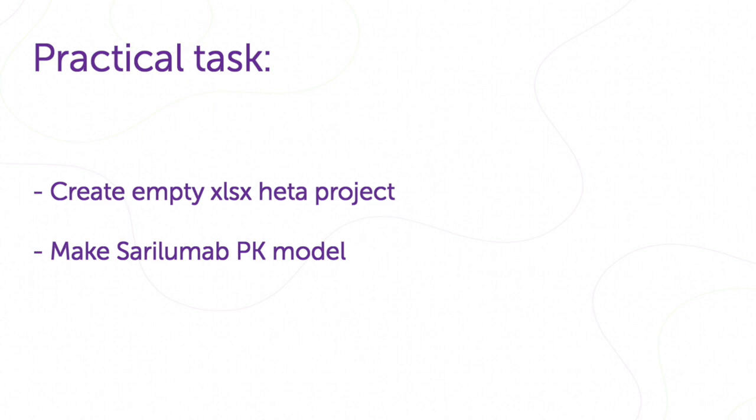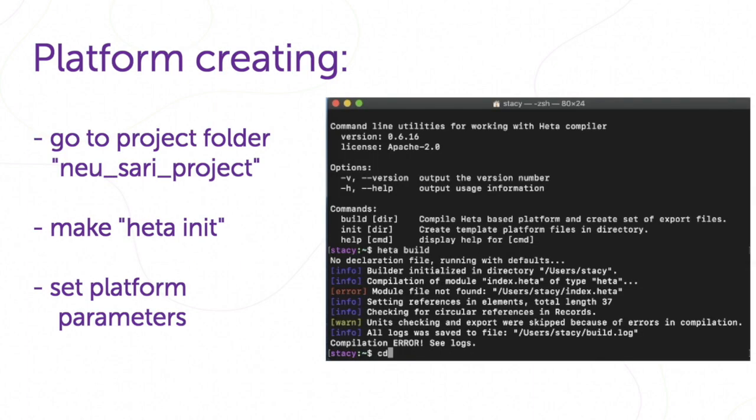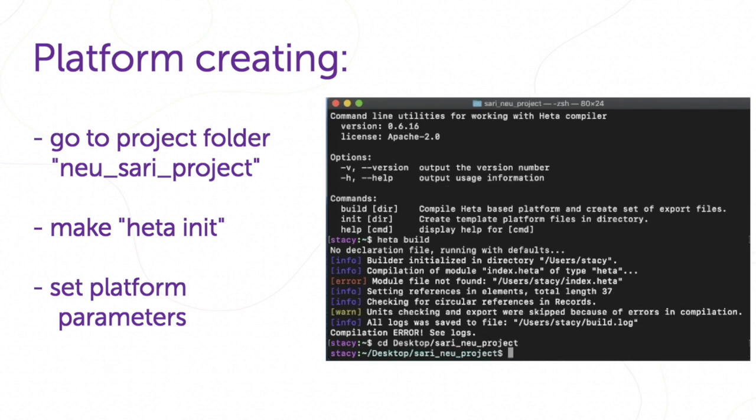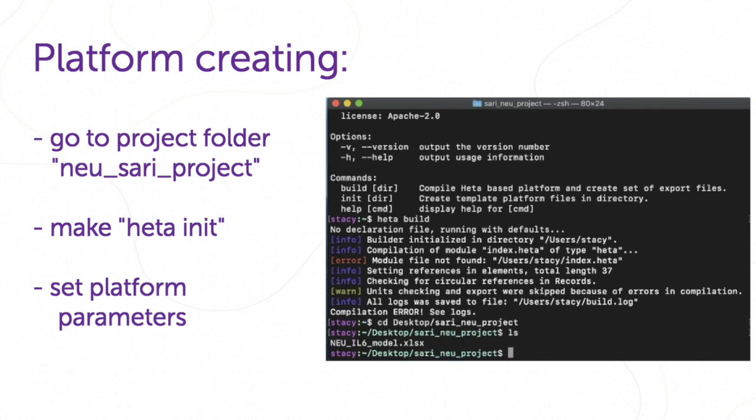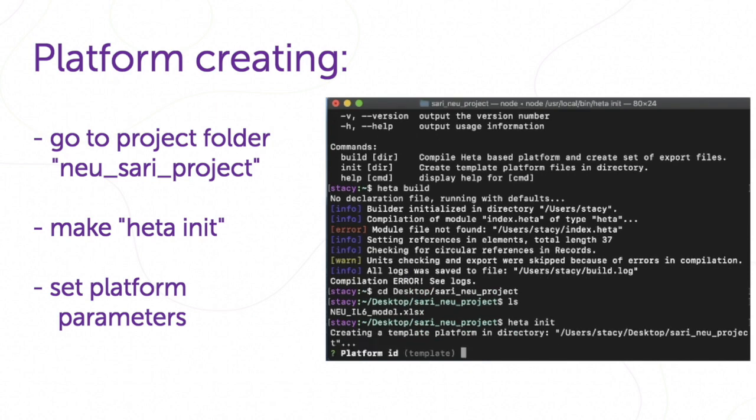As we want to make a project with an additional submodel, we must initialize a new platform. We will use Heta init in the project folder. After running the command, we should answer a few questions. We can press enter to make a default name or ID. This is a unique identifier of the modeling platform. Here, do not use spaces.